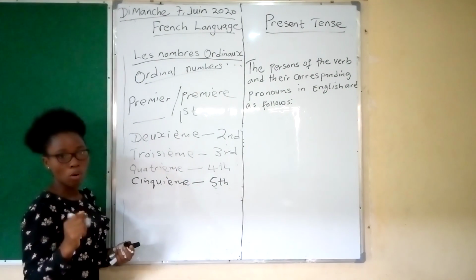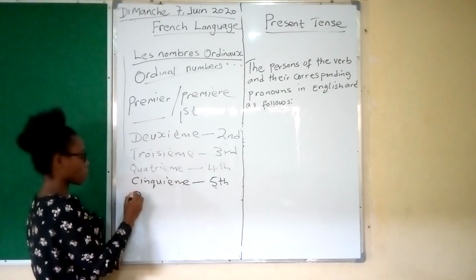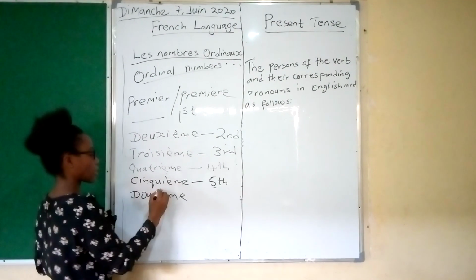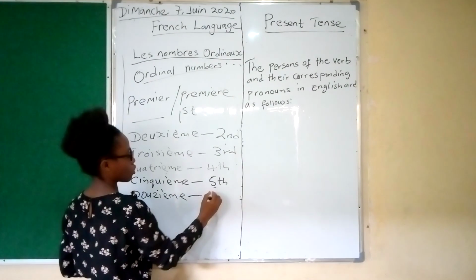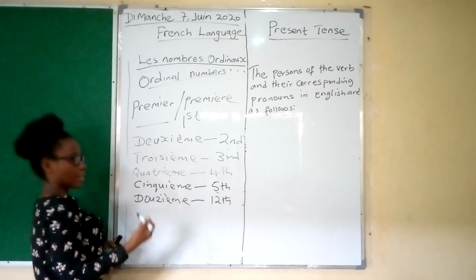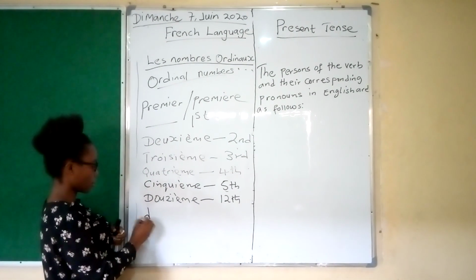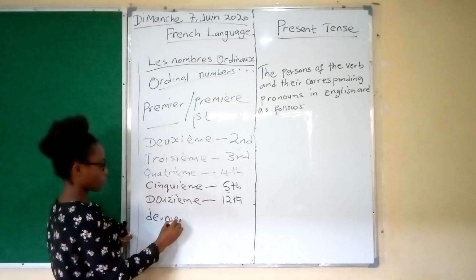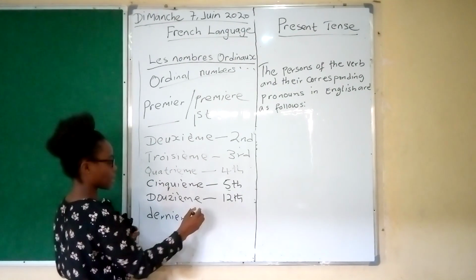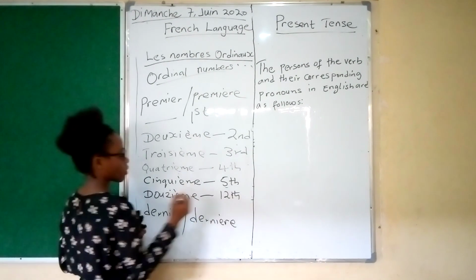Let's take one more. Let's say 12. 12 is what in French? Douze. So it becomes douzième. That is the 12th position. Till you get to the last position, how do you say that? You say dernier. For a masculine object, then for feminine you add e at the end. That is dernier.